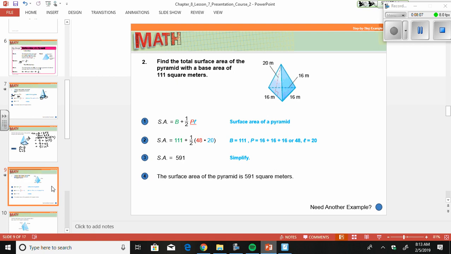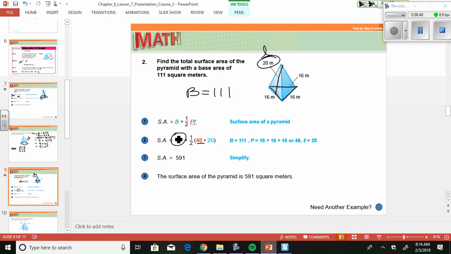Find the total surface area of the pyramid with a base area of 111 square centimeters. So here, they're telling us the big B is 111. And then we just find the slant height that they told us here. And we need to find the perimeter. So 16 by 16 by 16, so an equilateral triangle. So we plug that information in. So the perimeter is 16 times 3, which is 48. The lateral height is 20, which they gave us here. You can always write everything out. Your big B is 111. We plug it in, and we get 591 square meters.